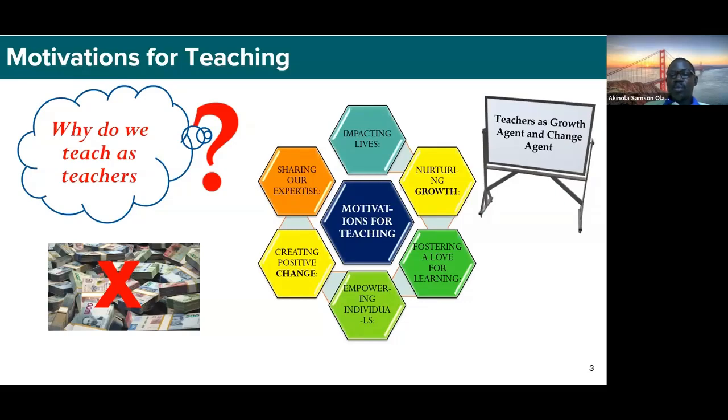Now, number one, we should see ourselves as people impacting lives. As teachers, your role is that you are impacting lives. Two, we are nurturing growth. Three, we are fostering a love for learning. Four, we are empowering individuals. As teachers, we are people who are empowering individuals to be better in whatever they're doing. Then we are also creating positive change. And lastly, we are sharing our expertise with others.